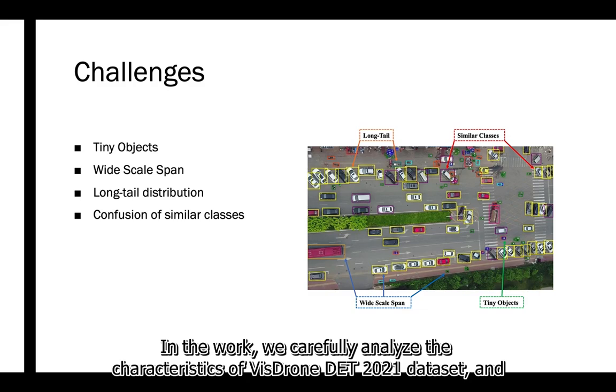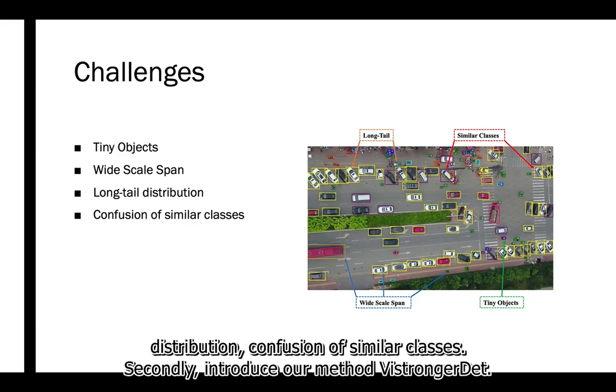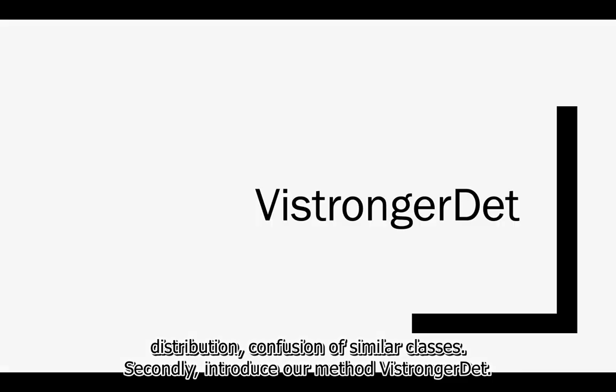In the work, we carefully analyzed the characteristic of the VisDrone 2021 dataset, and the main reasons for the low detection performance are tiny objects, wide scale span, long tail distribution, and the confusion of similar classes. Secondly, I introduce our method VistrongerDet.